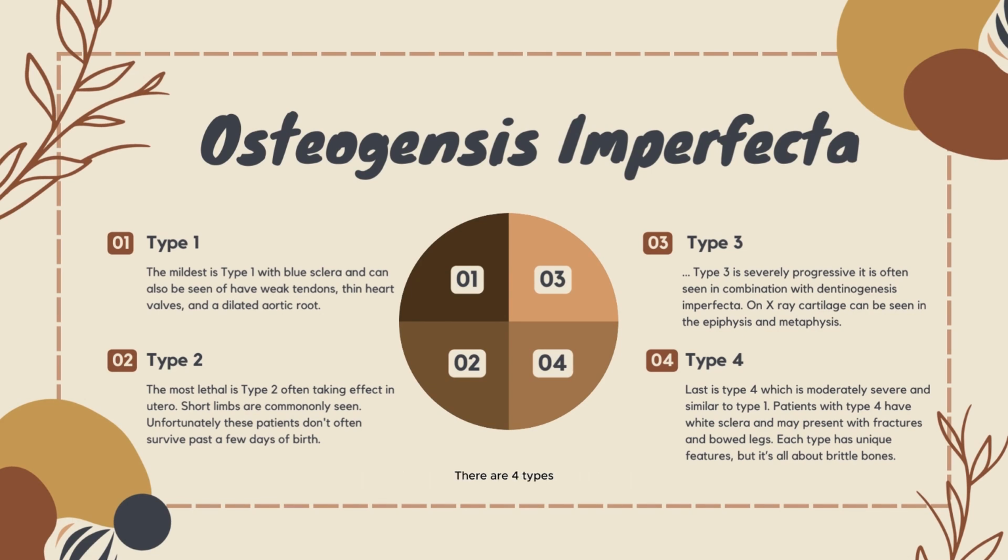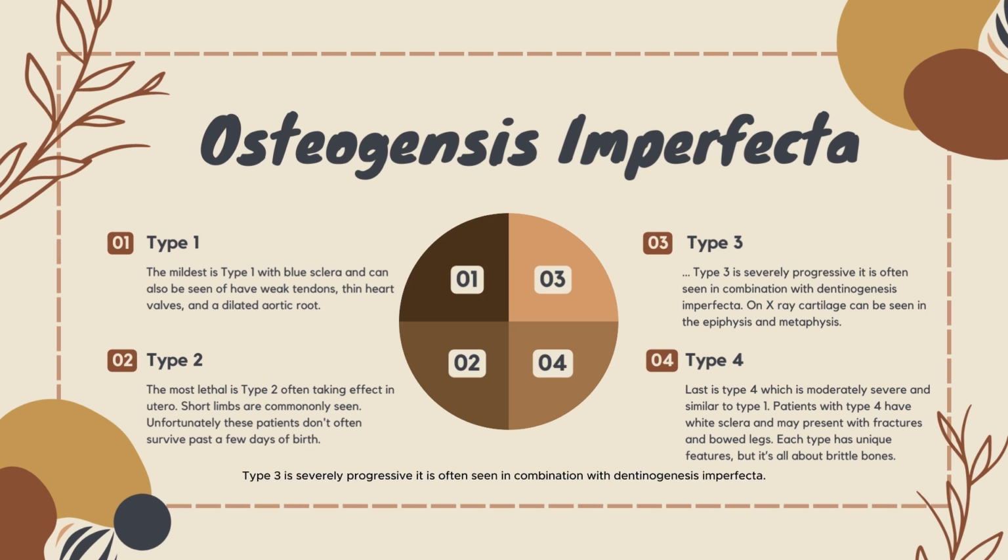There are 4 types. The mildest is type 1 with blue sclera and can also be seen to have weak tendons, thin heart valves, and a dilated aortic root. The most lethal is type 2, often taking effect in utero. Short limbs are commonly seen. Unfortunately, these patients don't often survive past a few days of birth.